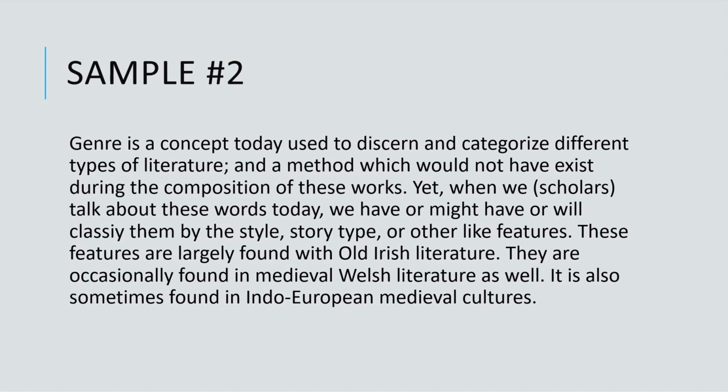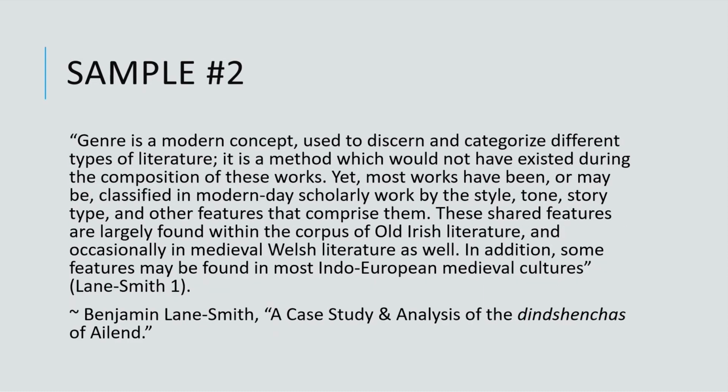So let's look at an example of a way that we could revise and edit this paragraph. Genre is a modern concept used to discern and categorize different types of literature. It is a method which would have not existed during the composition of these works. Yet, here's a big change, most works have been or may be classified in modern-day scholarly work by the style, tone, story type, and other features that comprise them. These shared features, notice how we've adjusted these as well, these shared features are largely found within the corpus of Old Irish literature, and occasionally in medieval Welsh literature as well. In addition, some features may be found in most Indo-European medieval cultures.